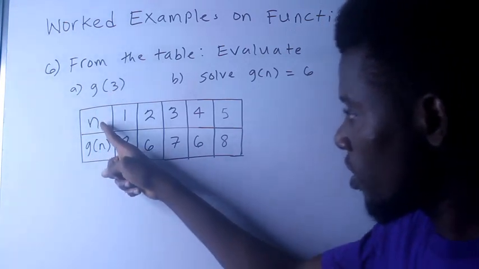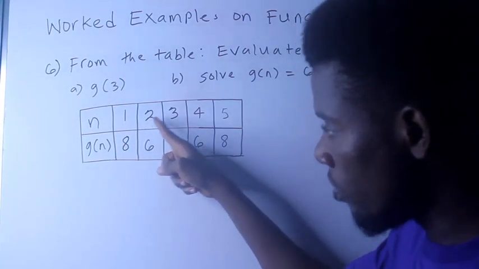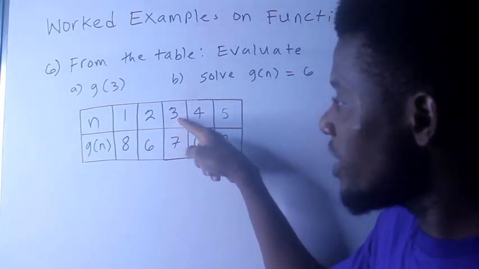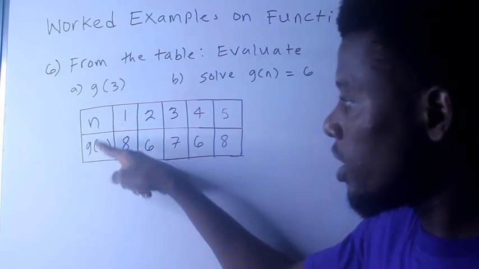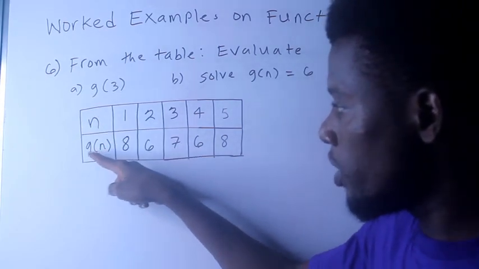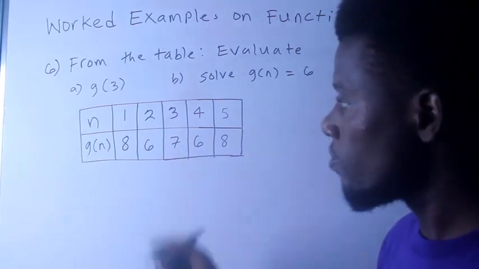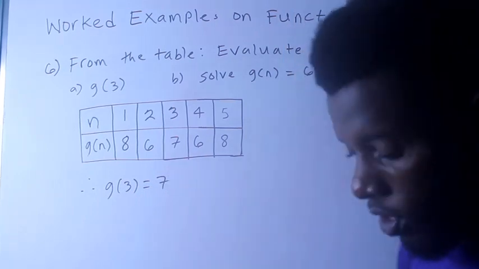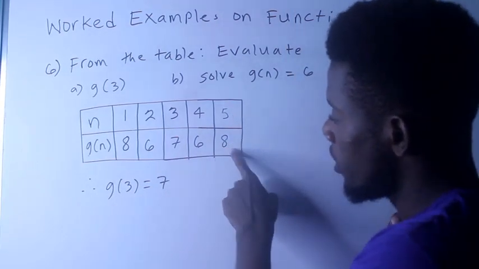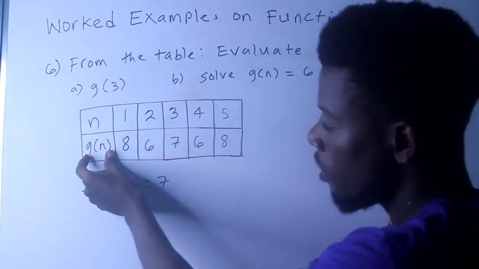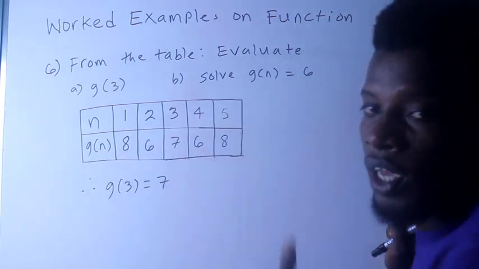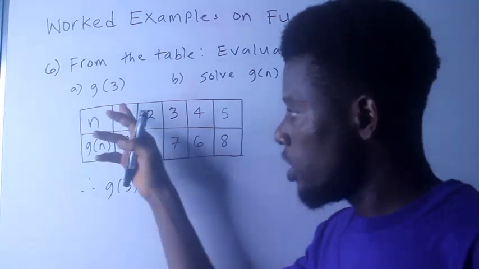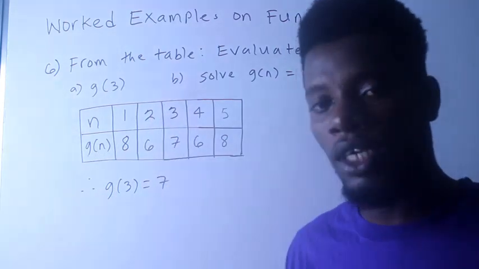n is 3 here. So let's locate what we have. n equals 3. This n equals 1. n equals 2. And this n equals 3. So for n equals 3, what is the value of g of n? In this case, if n is 3, g of n, which is g of 3, will be 7. Therefore, g of 3 equals 7. For this one, you don't have to solve, right? It's very easy. g of 5 is 8. Meaning, if you take this function g of n and you place 5 for n, you have 8, which is the output value. g of 1 is 8, g of 2 is 6, and so on.